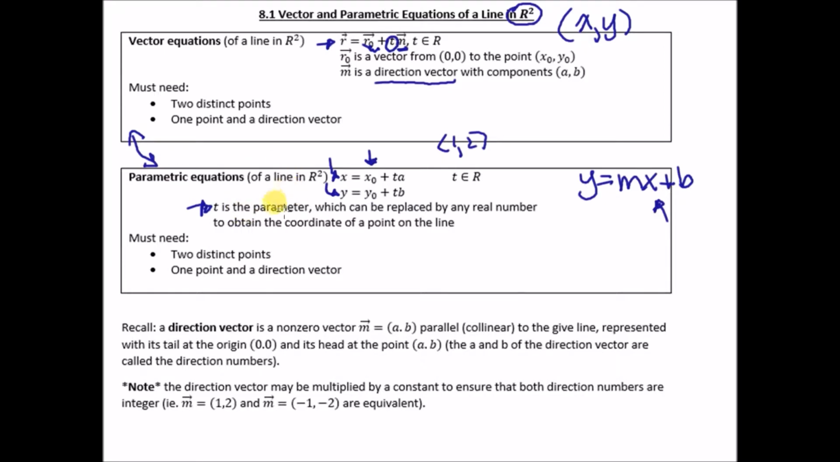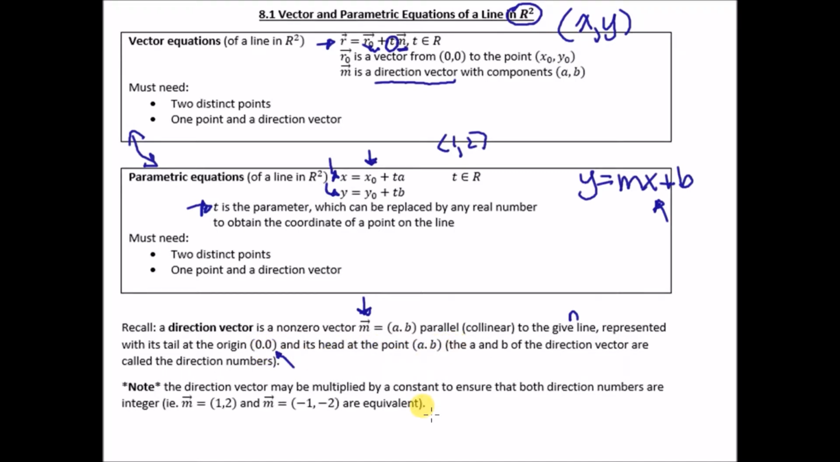For this one, again, we need either 2 distinct points or a point and a direction vector. Here's a little bit of a recall. A direction vector is a non-zero vector. We call it direction vector m. a, b is parallel or collinear to the given line, and it's represented with its tail at the origin and its head at the point a, b. So wherever it is located, we just pick it up and relocate it to 0, 0.